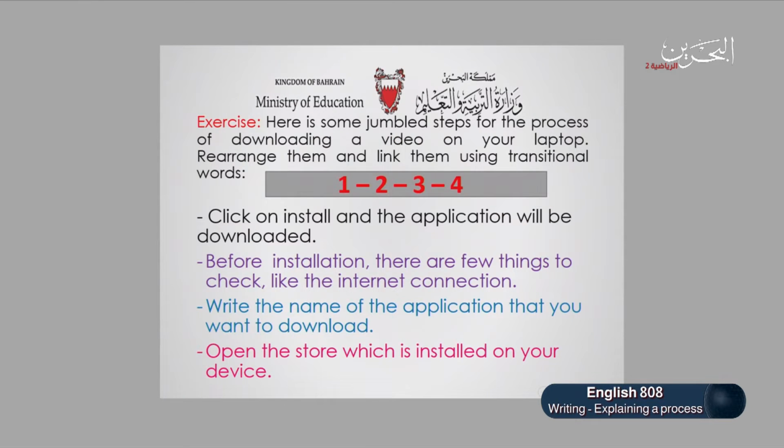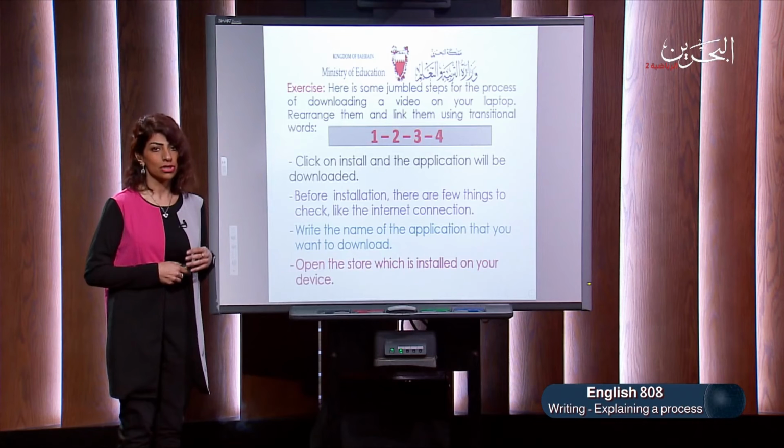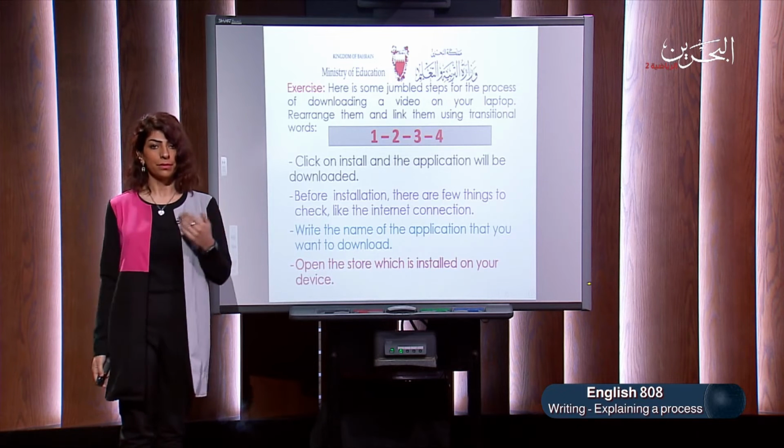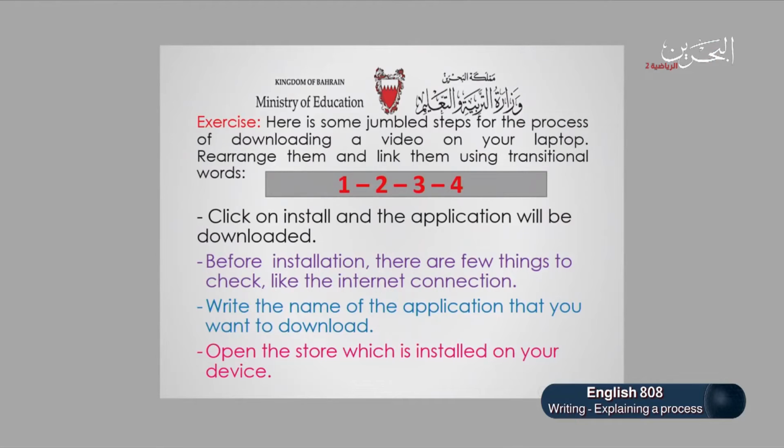Let's do an exercise together, and here is the exercise. Here are some jumbled steps of the process of downloading a video on your laptop. Rearrange these steps and link them using transitional words. You have 4 jumbled instructions or steps. Read them and try to reorder them. For example, here we have the first one. Click on install and the application will be downloaded. 2. Before installation, there are a few things to check, like the internet connection and so on. They are jumbled. Pay attention. I'll give you 2 minutes. Try to reorder them.